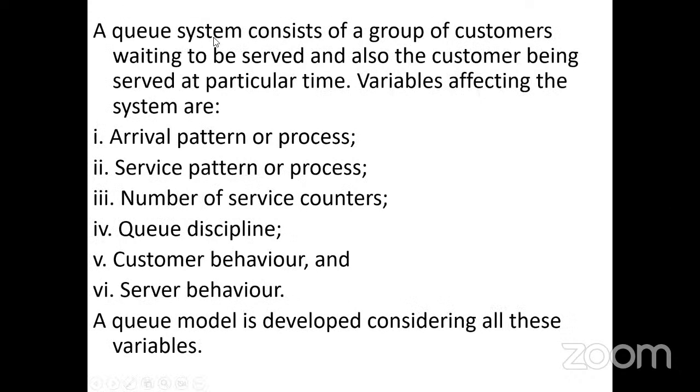A queue system consists of a group of customers waiting to be served and also the customer being served at a particular time. The variables affecting the system are arrival pattern or process, service pattern or process, number of service counters, queue discipline, customer behavior, and server behavior. So the queue model is developed considering all these variables.